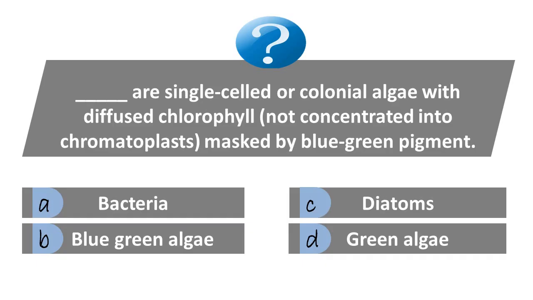Blank are single-celled or colonial algae with diffused chlorophyll, not concentrated into chromatoplasts, masked by blue-green pigment. A. Bacteria, B. Blue-green algae, C. Diatoms, D. Green algae.